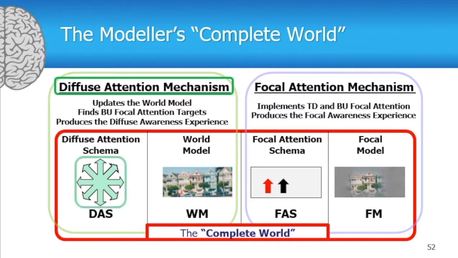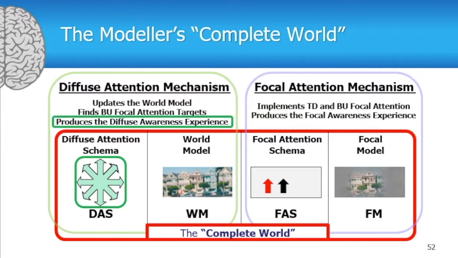Note that the diffuse attention schema is a simplified model of the diffuse attention mechanism. An extended attention schema theory says that the diffuse attention schema is a model of the diffuse awareness experience. I am proposing that it's also a model of the mechanism that updates the world model and that finds bottom-up focal attention targets. As you will see, these two functions are closely connected, and I think these functions also produce the diffuse awareness experience.